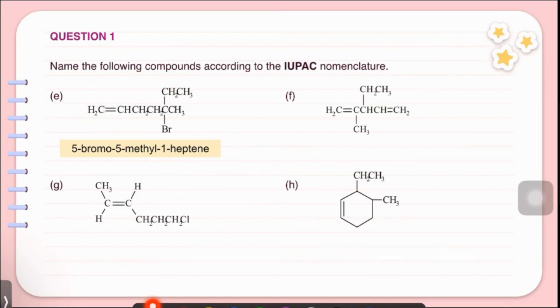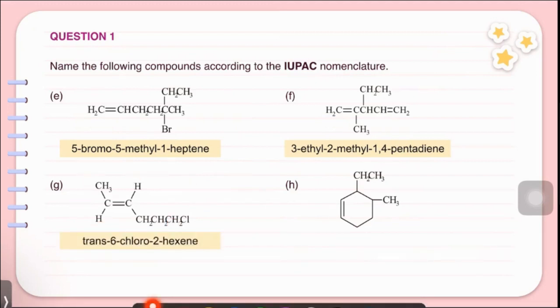Okay, for the structure in question number 1F, the suggestion name given is 3-ethyl 2-methyl 1,4-pentadiene. Okay, so sekiranya pada compound tersebut ada dua C double bond C, so kita akan letakkan prefix di di hadapan. Okay, so for the structure in question number 1G, the suggestion name is trans-6-chloro-2-hexene. And lastly, the suggestion name is 3-ethyl 4-methyl cyclohexene.